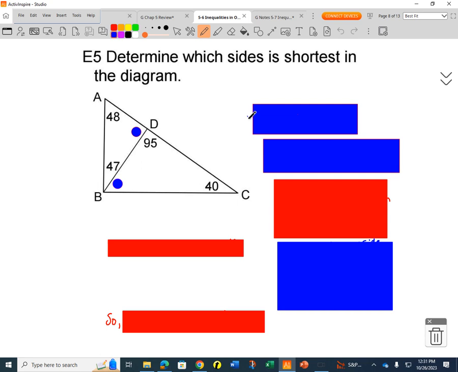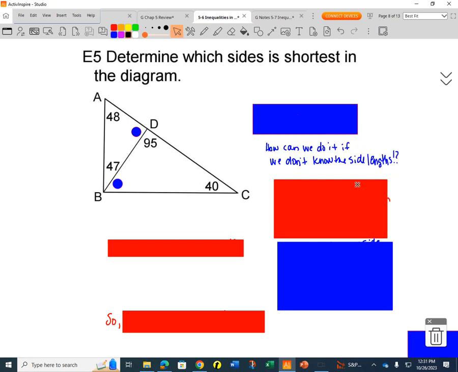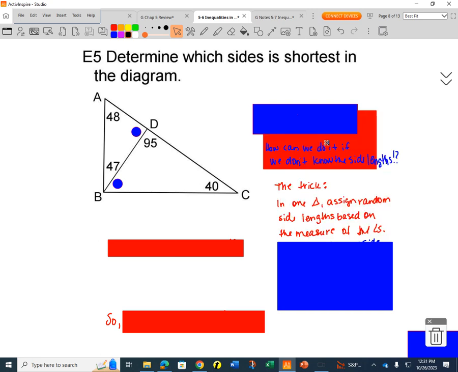Example 5, determine which side is the shortest in the diagram, but they don't give us any side lengths. So how can we do it if we don't know the side lengths? We're going to use that trick. So that's what we're doing now. We're going to use the trick.